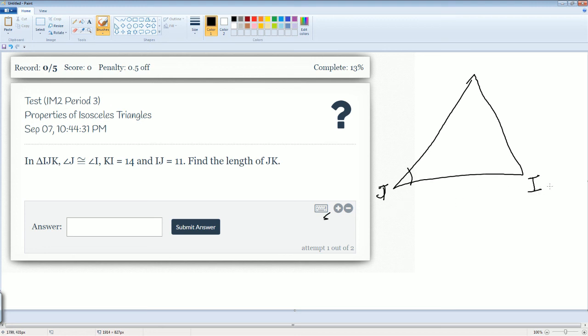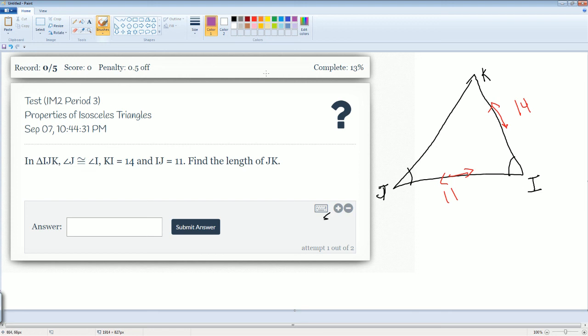The fact that this is IJ means K has to be above here. The reason I have to label these is because I cannot get the sides. So draw the triangle first, label your congruent base angles. Now it says KI equals 14. So KI is down here. This is KI, equal to 14. Then it says IJ is equal to 11. So notice what the congruent angles are.